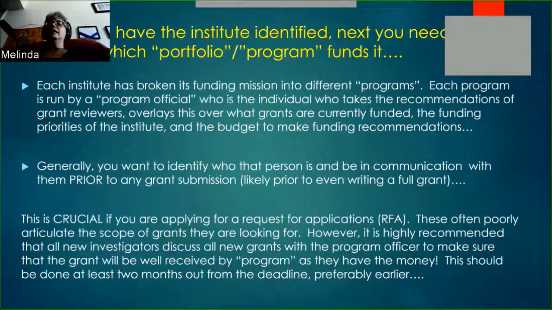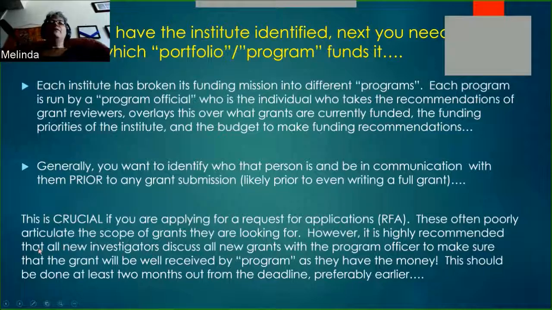So definitely you need to identify this program officer. Because it also will determine whether or not the grant really fits into the program officer's scope. Just because you think it fits into their scope, if they disagree, even if you get a good score, it means that they're probably not going to fund it because it's not within the scope of their interest.